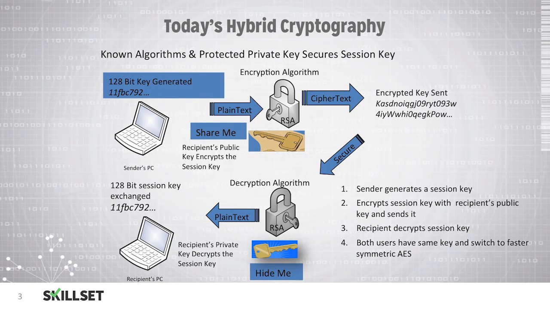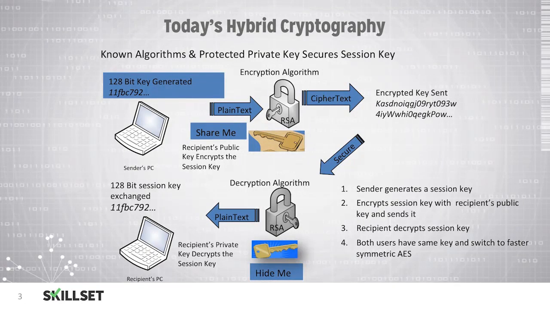So the sender will generate a 128-bit key, which will be used later for the symmetric encryption process. They'll encrypt that key with the recipient's public key, which is widely available, and the recipient can share that with anyone they please. Once they encrypt that data using RSA and the recipient's public key, they are now transmitting encrypted data, which cannot be intercepted by unauthorized individuals.